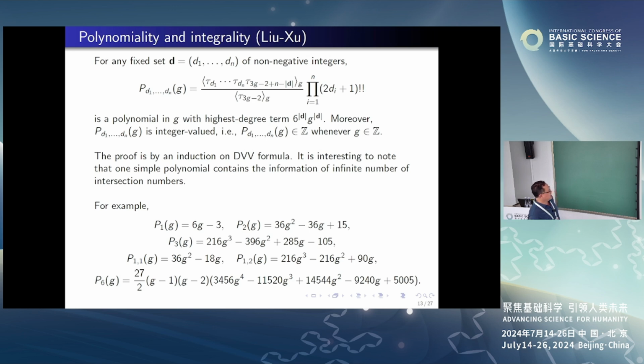For example, here we calculated some particular examples. For P1, with g taken as 1, you get that. Here you take g equal to 3, d equal to 3, the others only 1, and you get this polynomial. You see the coefficients in all these cases are integers. And it's not easy: if you put 2 here, you have rational numbers, but g-1, g-2 give you integers. So clearly, this is a non-trivial fact. Our proof is by induction, using the previous DVV formula. It's also interesting to note that this one polynomial contains information on an infinite number of intersection numbers.